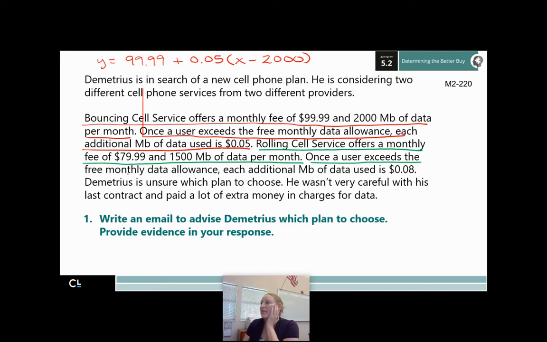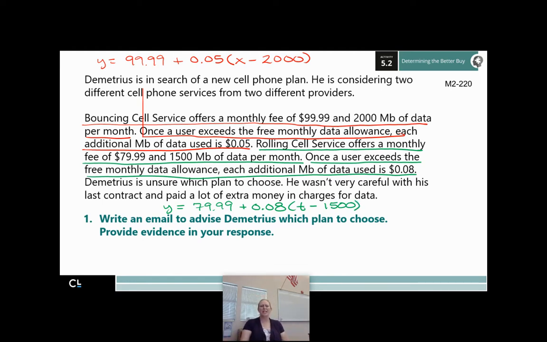Of course, if they exceed that, each additional meg is going to cost them 8 cents. So their equation then is going to look like y equals $79.99 per month plus, it's not 5 cents now, it's going to be 8 cents whenever their data plan goes over 1,500.